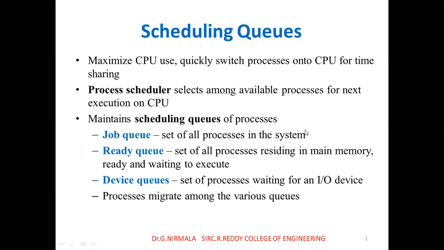Device queue. In between, a process performs IO operations. A set of processes are waiting for an IO device. Processes migrate among the various queues. That is the device queue, meaning input output queue, or IO queue. We call it the IO queue or device queue. Mainly these 3 queues are used for scheduling processes: job queue, ready queue, and device or IO queue.